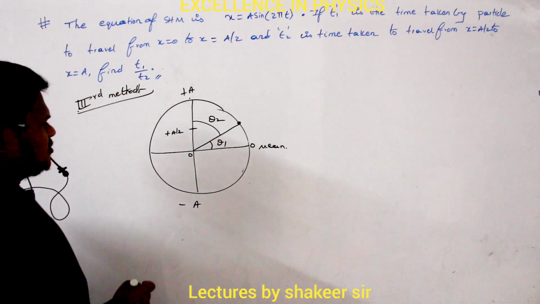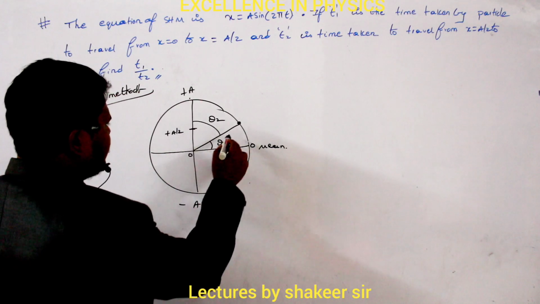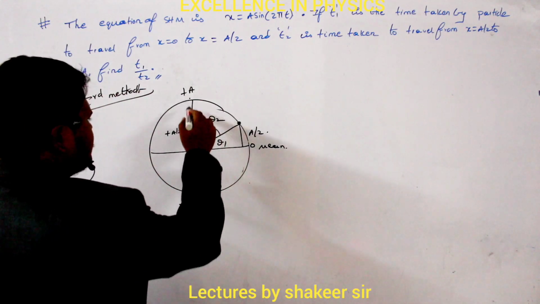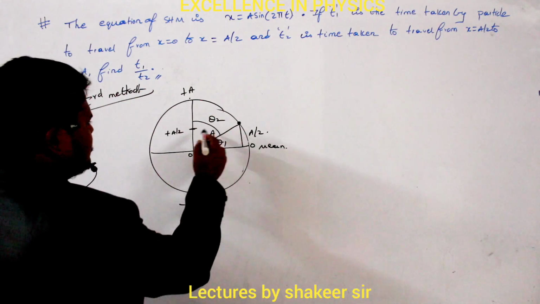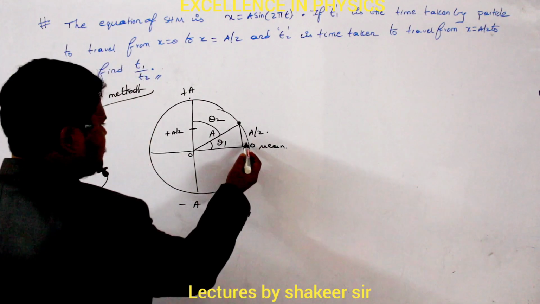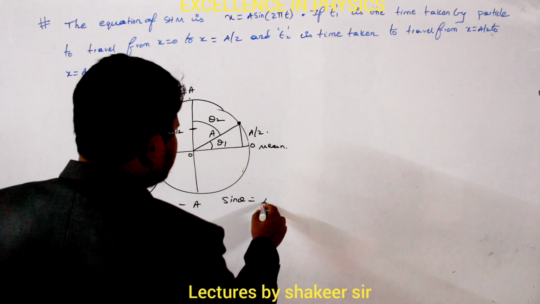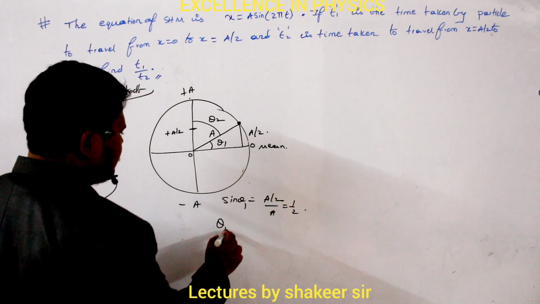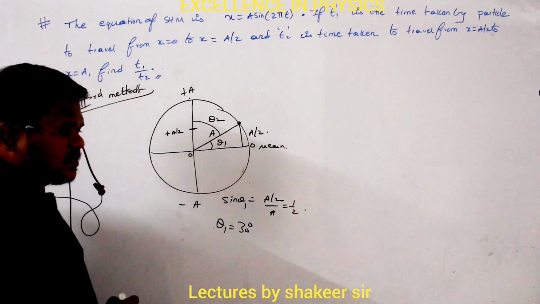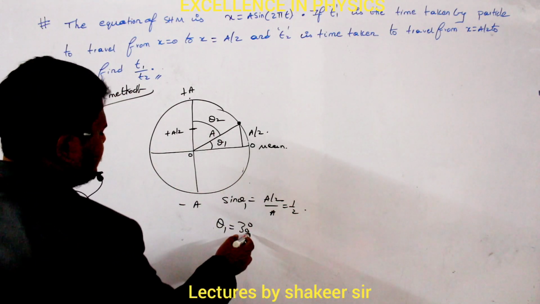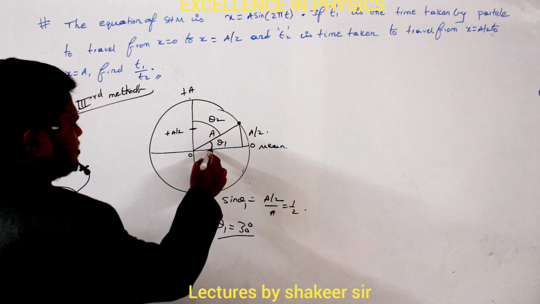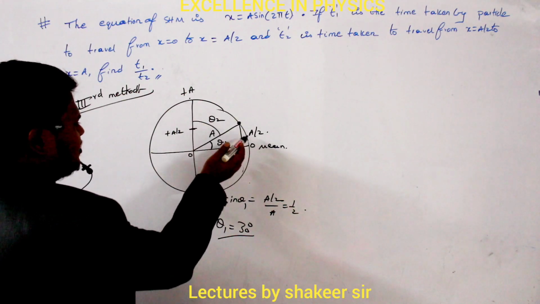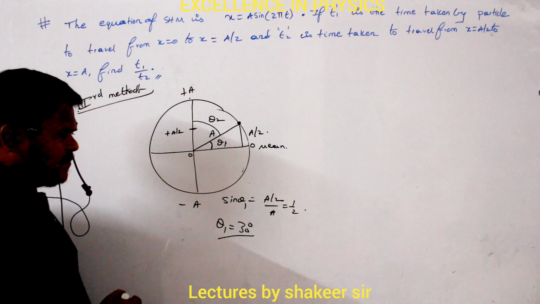Clear? So therefore, what is theta 1? If this is plus A by 2, this magnitude is also A by 2, and this radius vector has a magnitude of A. So if I apply sine theta, because I know the opposite side and the hypotenuse, sine theta is equal to A by 2 divided by A, which is 1 by 2. So this is theta 1, no? So theta 1 is equal to 30 degrees. So the particle has to cover an angle of 30 degrees. If this angle is 30, then what is the remaining angle? We know that to travel from 0 to A, the particle should cover 90 degrees. So if this is 30, this angle will be 60 degrees.